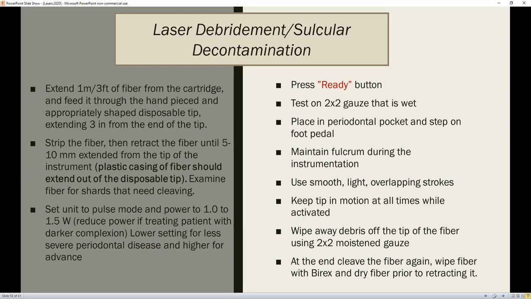You're using light, smooth, overlapping strokes, similar to how you're using the ultrasonic scaler, but you're not touching the tooth surface. You're just waving it in there. And you wipe away any debris off the tip when you bring it out and wipe it with the moistened gauze. After the procedure is done, you take it out, you cleave, you chop off that used part. Again, you wipe the fiber down with Birex, and then it can be stored in the machine by retracting it into the machine.